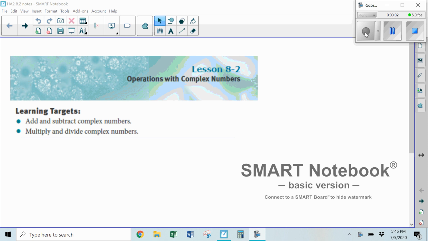All right, today is HA2. It's more with imaginary numbers, also called complex numbers. Today we're doing operations with complex numbers. So operations, you think your basic 4 operations are add, subtract, multiply, divide. So that's kind of what we're going to be working on today.